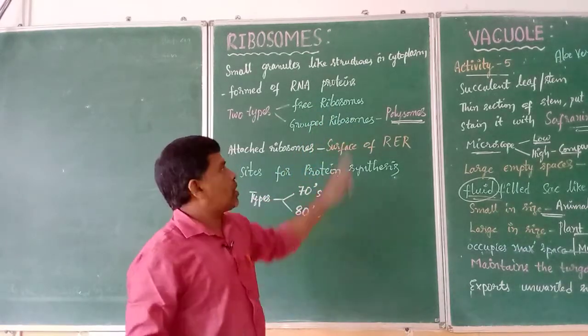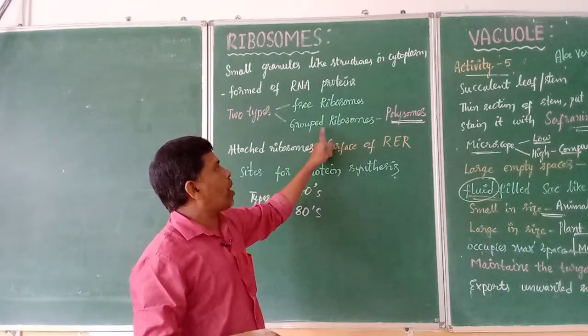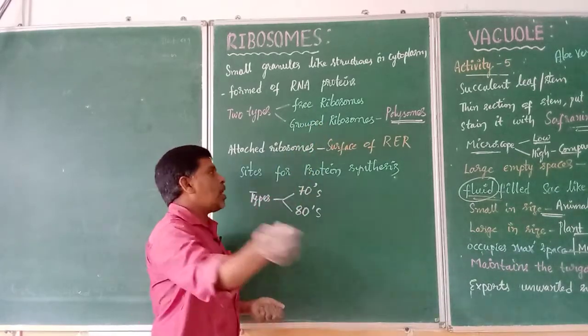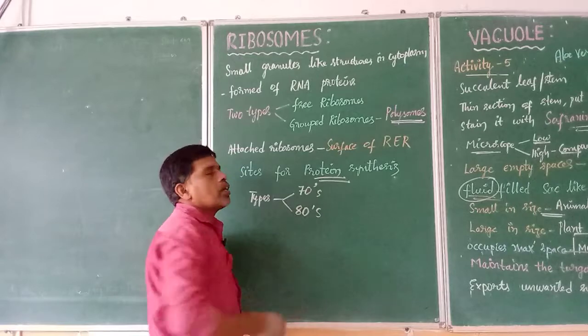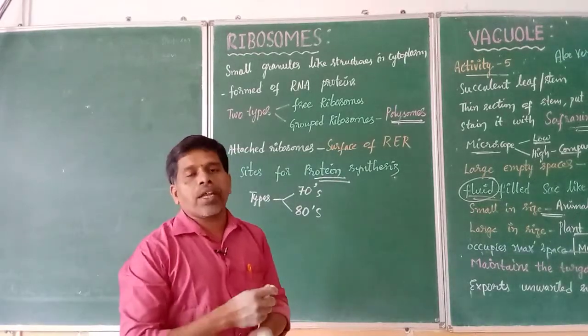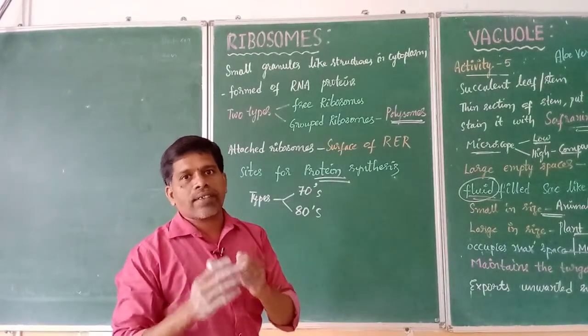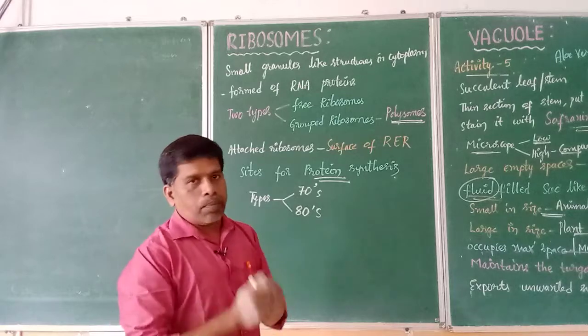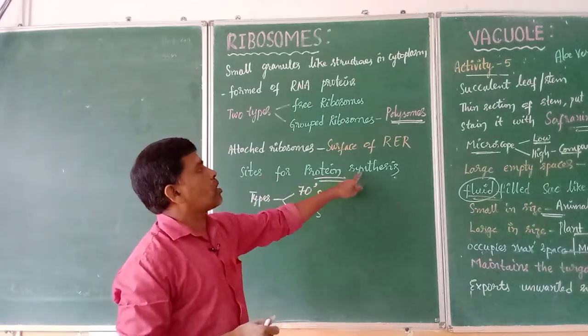Whether it is free ribosomes or grouped ribosomes, what are they meant for? Their main function is that they are useful for protein synthesis. It is the place where exactly the protein synthesis takes place. We call it the site for protein synthesis.